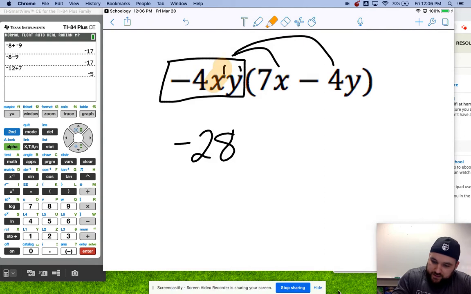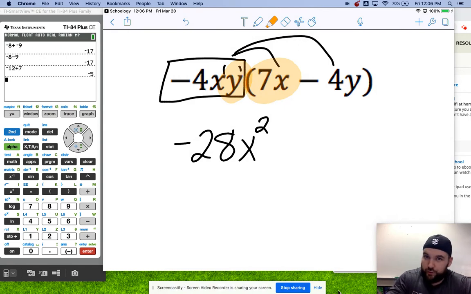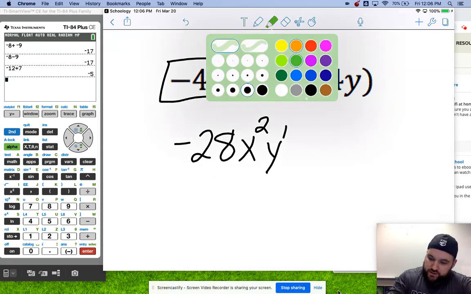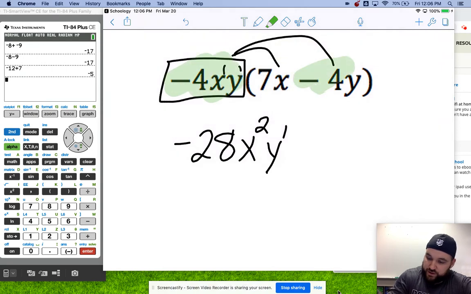I have x to the first and another x to the first. So that will give me x to the second power. And then this y to the first doesn't have another y to combine with in this first term. Again, we're only focusing on the 7x right now. So I'm just going to bring that y to the first power along. Okay, so there's my first term. Now I'm going to distribute -4xy with the second term in parentheses. So I'm going to focus on this multiplying with this.